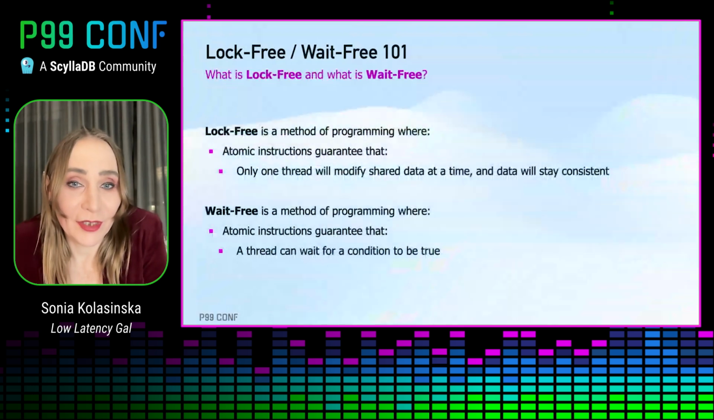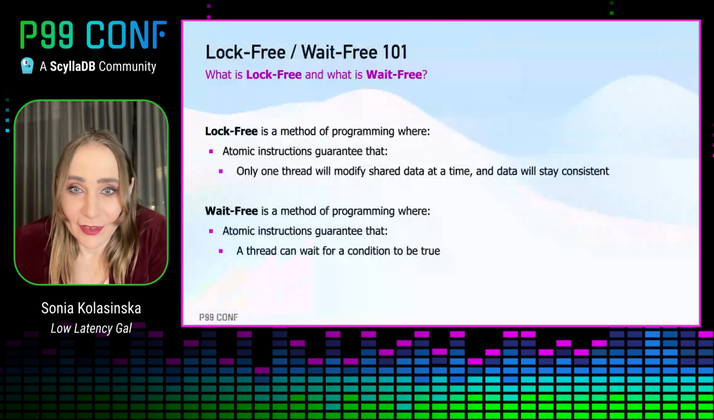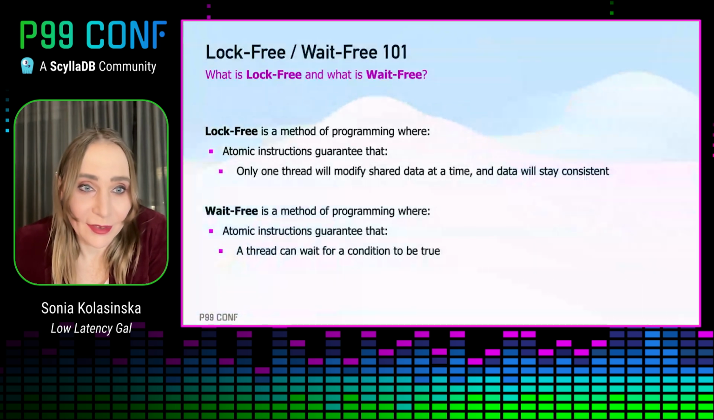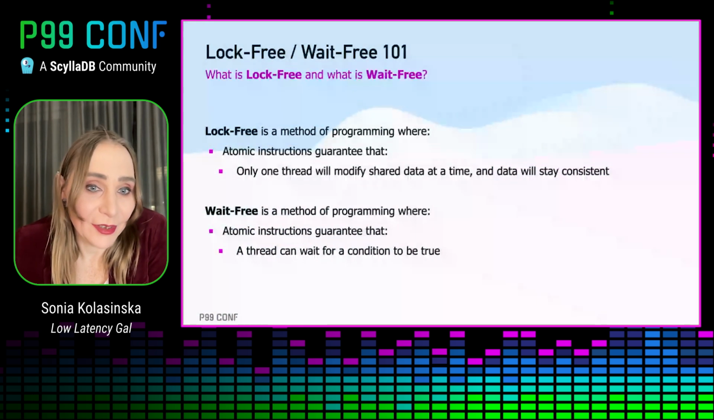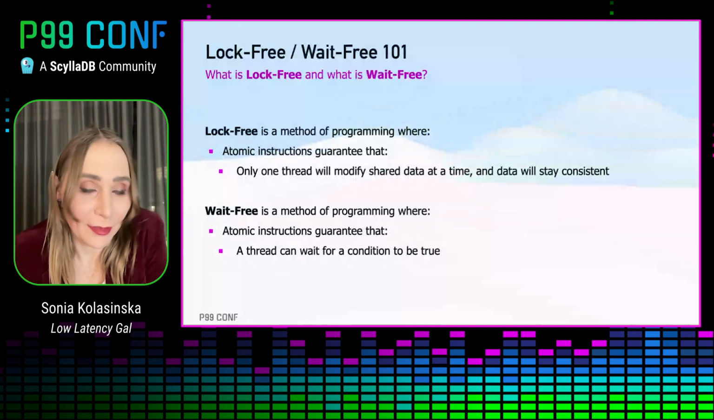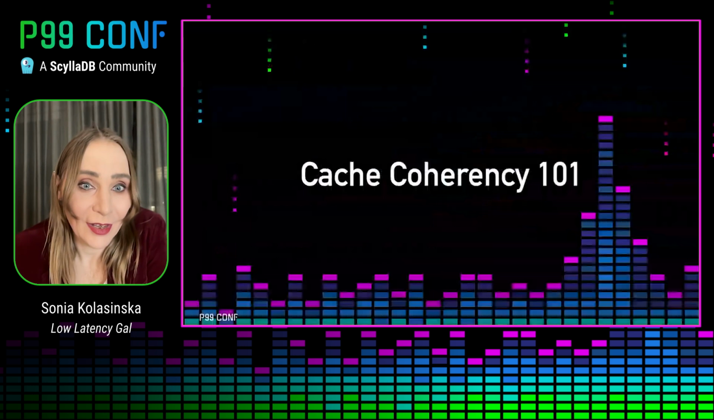Lock-free is a method of programming where atomic instructions are guaranteed so that only one thread will modify shared data at a time, and data will stay consistent. So this is what replaces the lock: the atomic instructions. Wait-free is a method of programming where atomic instructions guarantee that a thread can wait for a condition to be true. That's how we replace this entry into an inactive suspended state.